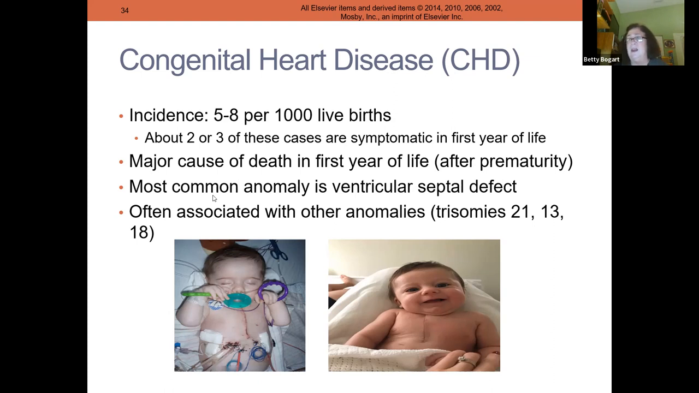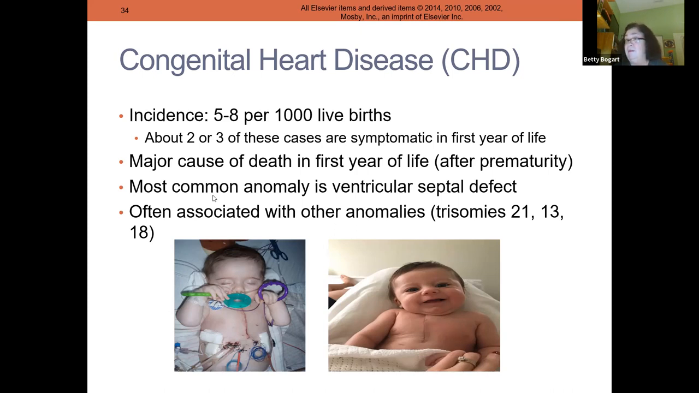Can you imagine? I've got to get up, get out. I want to go see my kid. That's your first thought, any parent. So these children are very special. Now, congenital heart disease is the second cause of death after prematurity. Those numbers are getting better, but still, it is a major cause of death, okay?